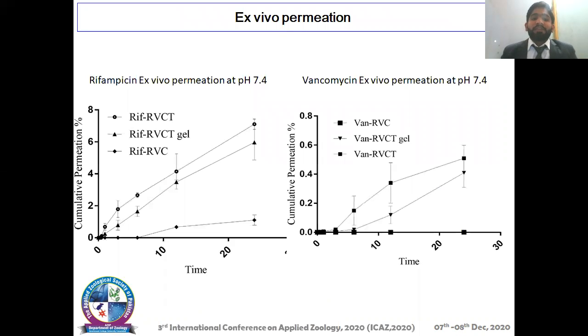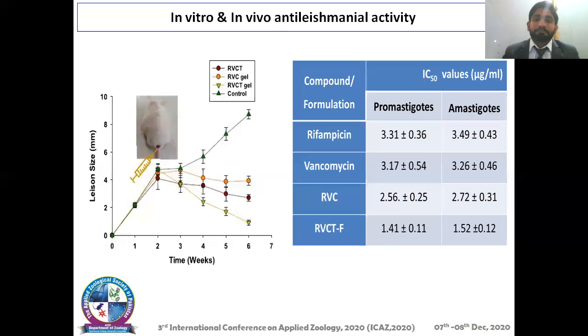Then I performed the ex-vivo permeation studies in Franz diffusion cells. In the ex-vivo permeation studies, we can see that there is a clear difference between the RVC solution and RVCT and RVCT gel. Our final formulation, RVCT, has more permeation as compared to the simple drug solution.